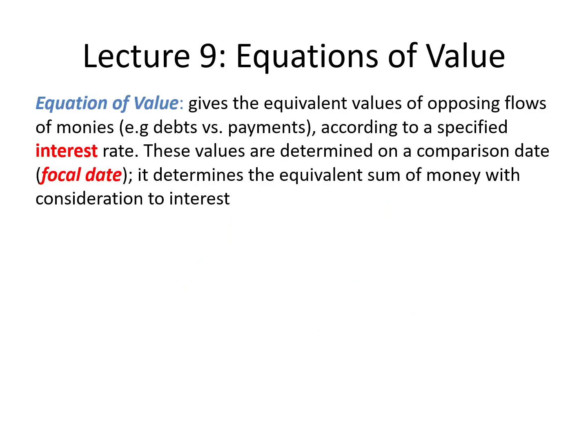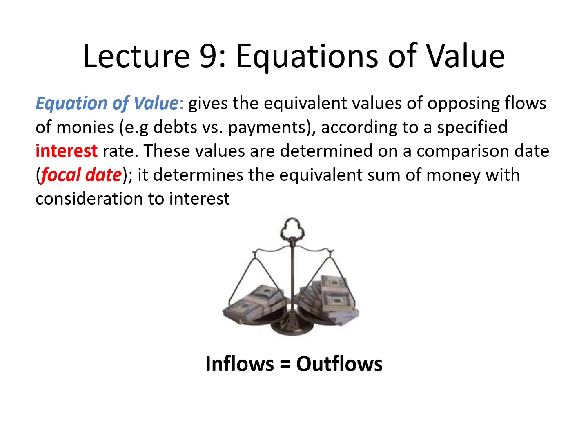Equations of value gives the equivalent values of opposing flows of monies, such as debts versus payments, according to a specified interest rate. These values are determined on a comparison date, what we refer to as a focal date. It determines the equivalent sum of money with consideration to interest. Essentially, what we're looking at is inflows equaling outflows when we consider interest. And hopefully this will make more sense in a few minutes after we do a couple of examples. So let's jump to one.